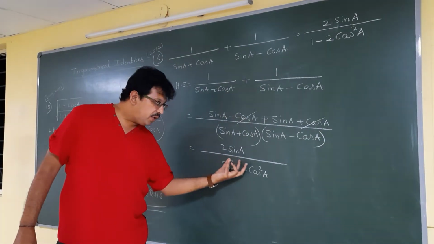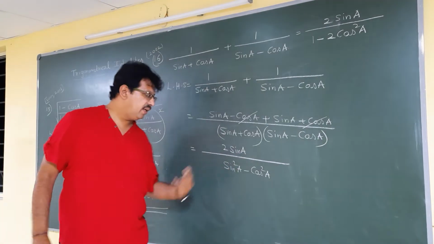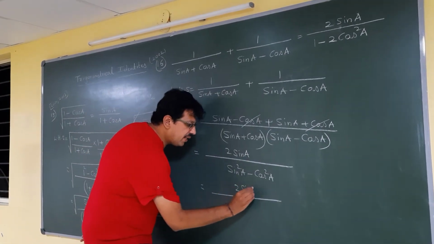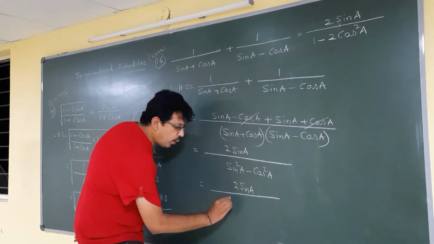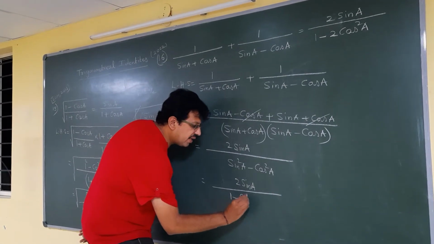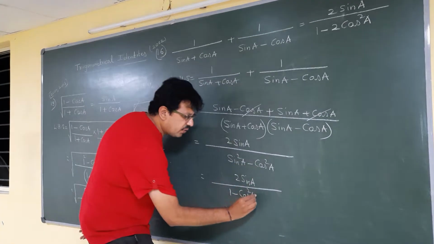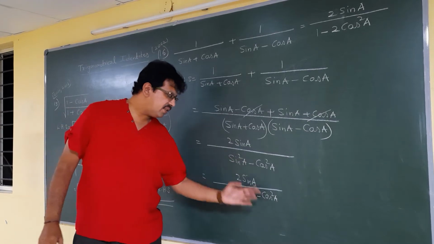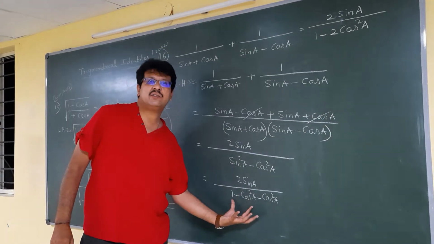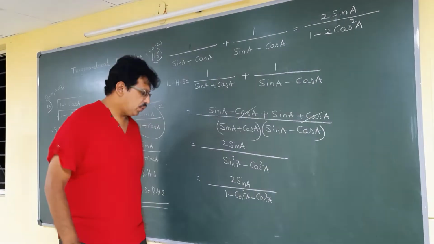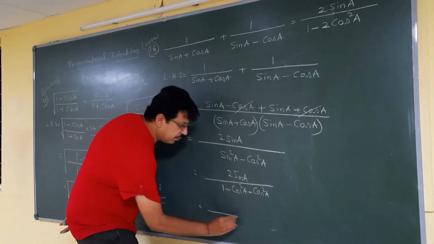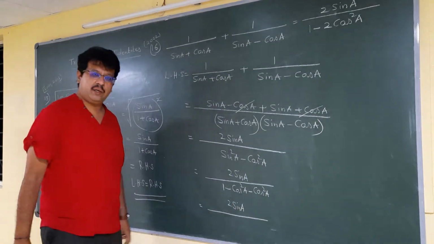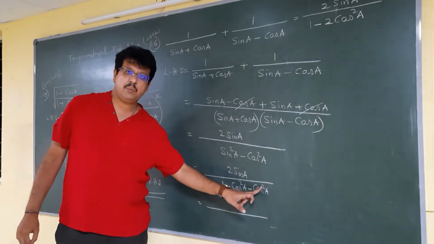That means we don't require sin square A. Instead of that, what we can write here? We can write sin square as 1 minus cos square A, and this minus cos square A we will write as it is. Sin square A means 1 minus cos square A. So that is equal to 2 sin A divided by 1 minus cos square A minus cos square A.